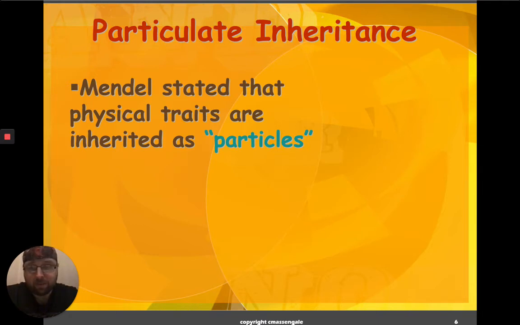So he didn't know about genes, he didn't know about DNA, he didn't know about nucleotides, he didn't know any of that information. So he used some other terms that we'll see in these next couple slides that are different from what we talk about, because he didn't have all the information that we have today. So Mendel talked about particles, again, because he didn't know about genes, DNA, and all that stuff that we now take for granted.